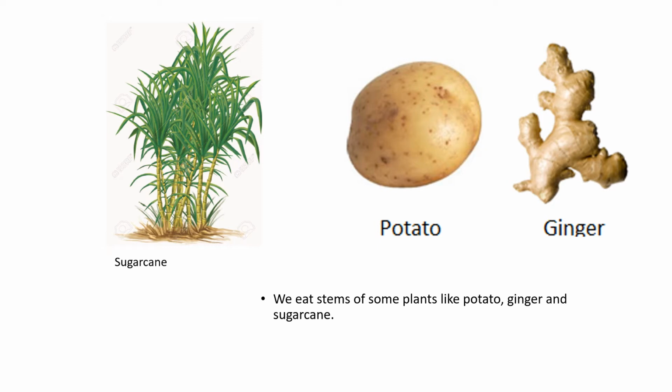So, let us read the line here. We eat stems of some plants like potato, ginger and sugarcane. These are the stems. Stem is what grows just above the root. Let us learn the spellings out here. S-T-E-M-S, stems. P-O-T-A-T-O, potato. G-I-N-G-E-R, ginger. S-U-G-A-R-C-A-N-E, sugarcane. We eat stems of some plants like potato, ginger and sugarcane.